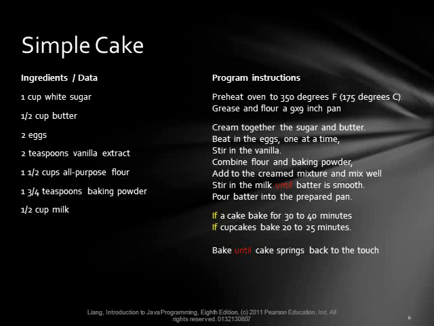A program has data. A program manipulates data to produce information. So there is a distinction between data and information. Information is data that has been processed, sorted, put into some type of context. Data is simply raw facts. So we have our ingredients, which is the data, and then you see the program instructions, or the recipe instructions, down the right side.